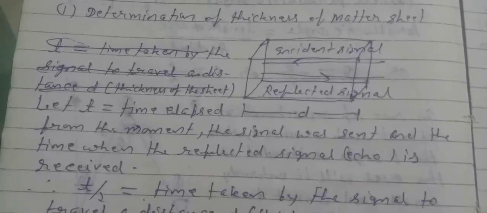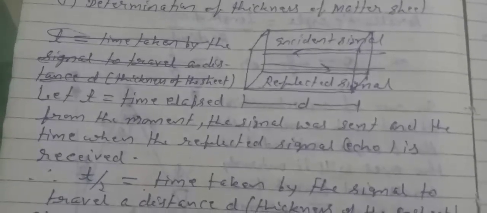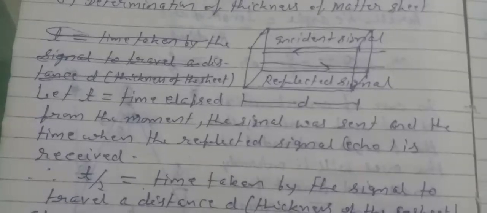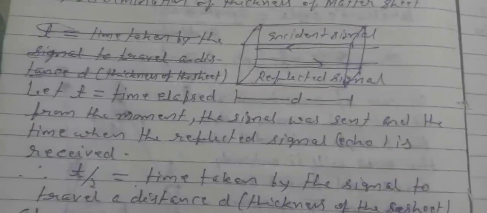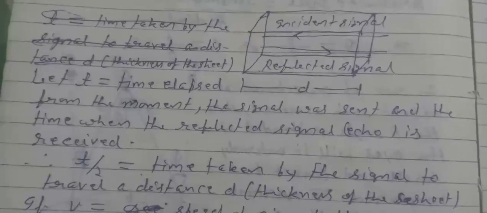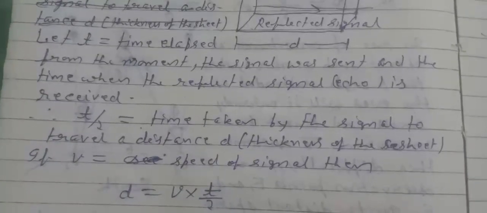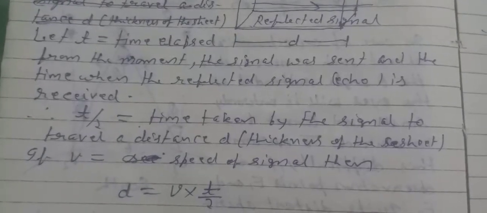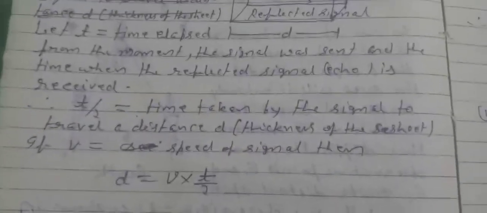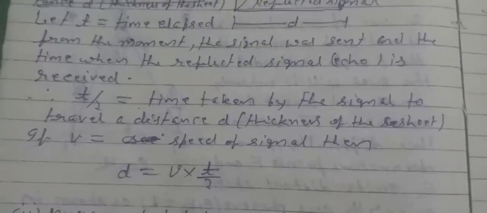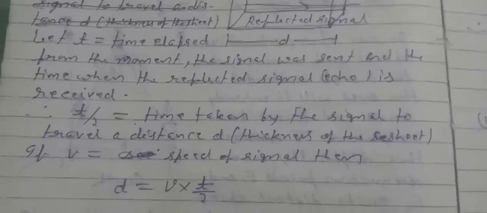Consider d is the thickness of the metal and t is the time elapsed from the moment the signal was sent to the time when the reflected signal, the echo, is received. Hence t by 2 equals the time taken by the signal to travel a distance d, the thickness of the sheet. If v equals the speed of the signal, then d equals v into t by 2. And from this formula we can calculate the thickness of the sheet.